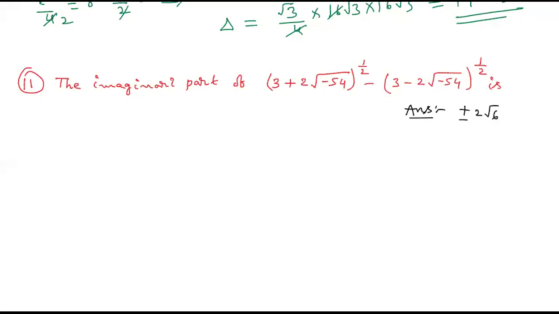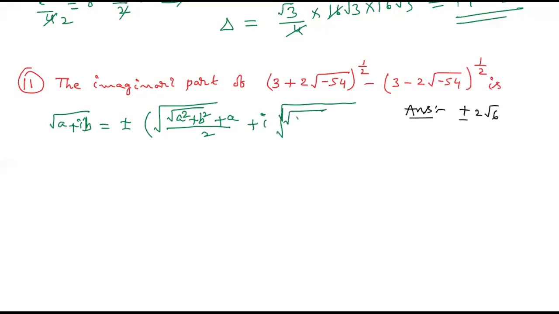Next, a complex number related problem. We know the formula for the square root of a plus ib, the square root of a complex number. The formula is plus or minus, under root of (under root a square plus b square, plus a) divided by 2, plus i into under root of (under root a square plus b square, minus a) by 2. This is the square root of a complex number formula.